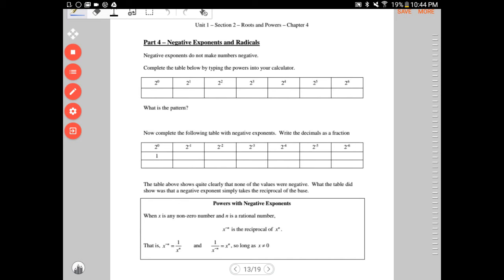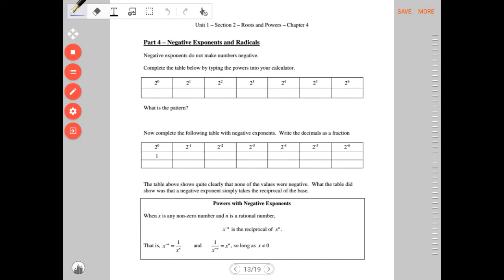Part 4, negative exponents and radicals. Negative exponents do not make numbers negative. Complete the following table by typing the powers into your calculator. So 2 to the 0 is just 1. In fact, anything to the 0 is just 1.